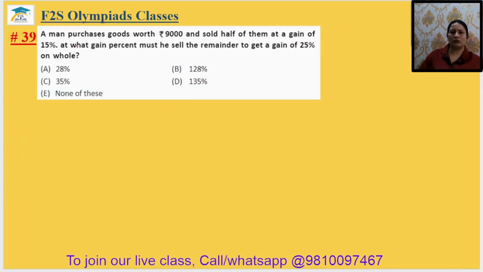Okay. Question number 39. A man purchased goods worth rupees 9,000 and sold half of them at a gain of 15%. At what gain percent must he sell the remainder to get a gain percent of 25% on the whole? So first, what is given? Profit percent first is 15%, on half of the amount of goods. Half of the goods means that its price will be 4500. So on 4500 he got this.